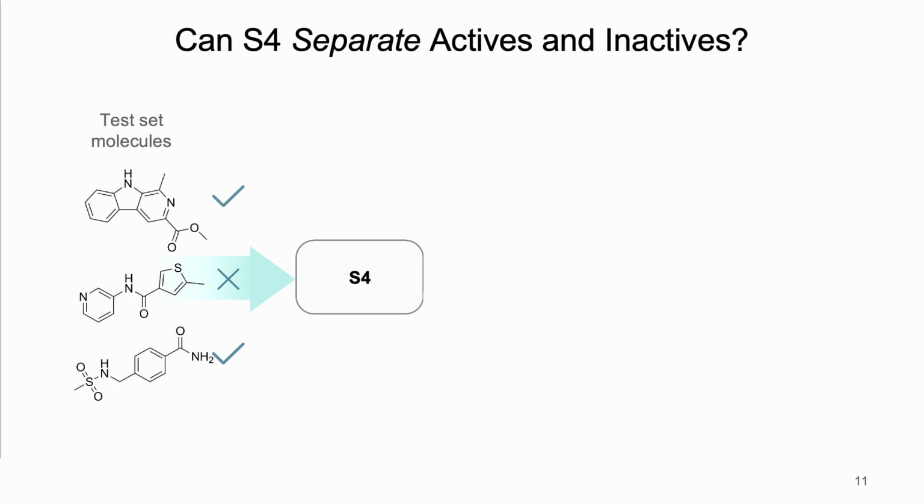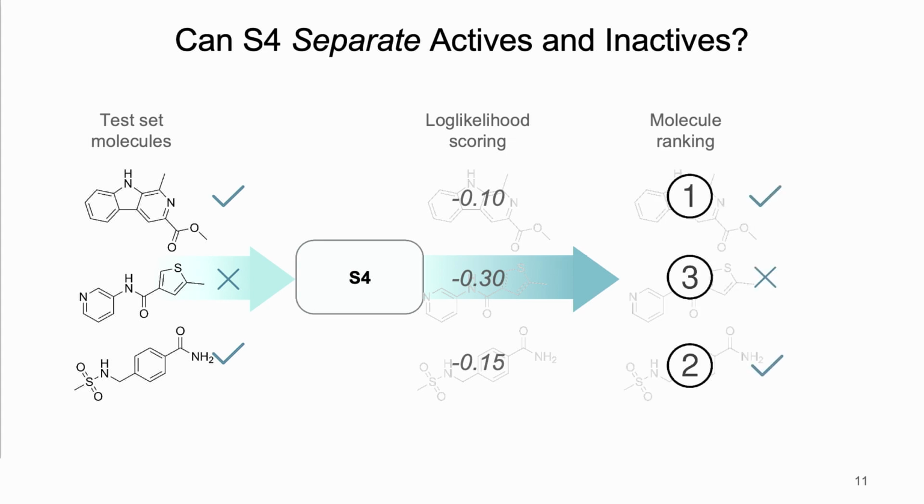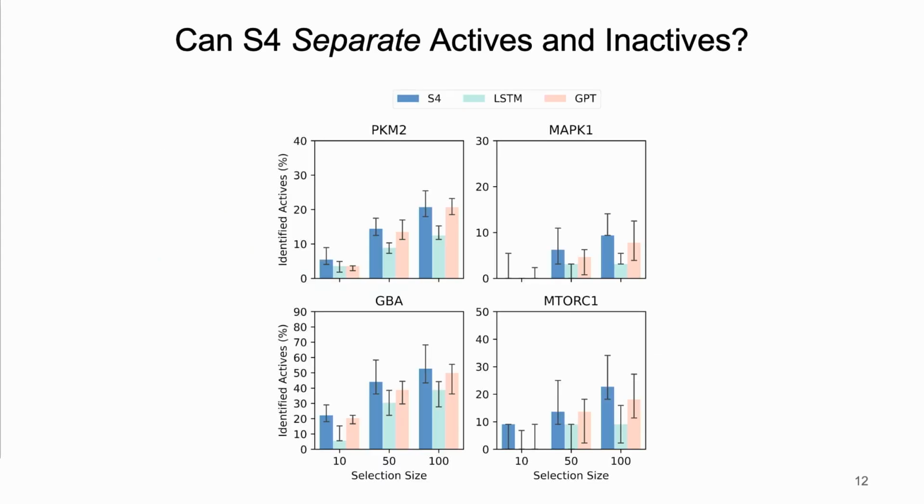To quantify that, we feed some held-out test set molecules to S4, and of course to other chemical language models in our study. And then we ask S4 to score those molecules using the log likelihood of those sequences. And then using those scores, we rank the molecules. Here, a good model should rank the active molecules at the top and the inactive molecules at the bottom. And then of course we quantify the performance of this ranking across proteins. Here you see the results for S4, LSTM, and GPT. But what we see here on the x-axis, we measure the performance at different selection sizes: 10, 50, and 100.